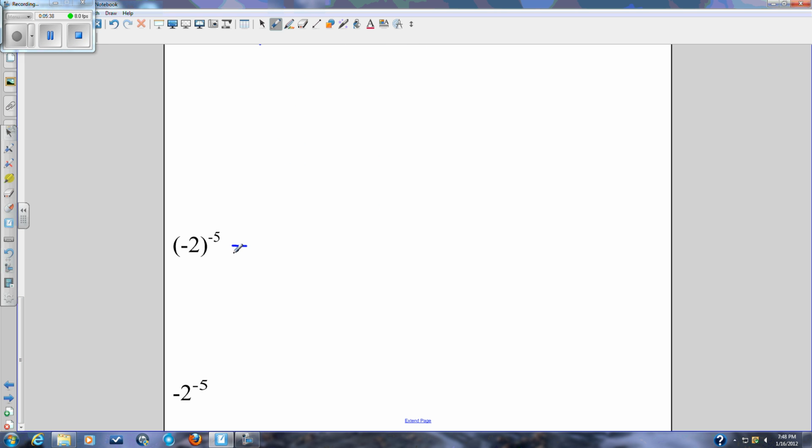Next problem. Similar to one we just did a few problems back, we have a negative number in parentheses raised to the negative 5 power, so we write that as 1 over negative 2 to the positive 5. And we end up with 1 over negative 2 times negative 2 times negative 2, writing it out 5 times.